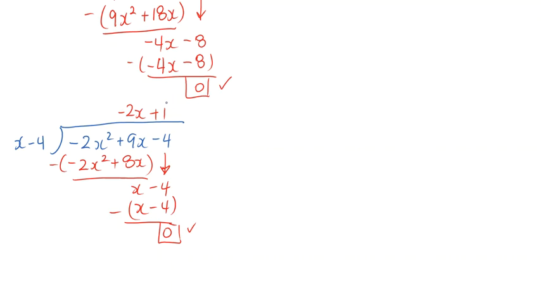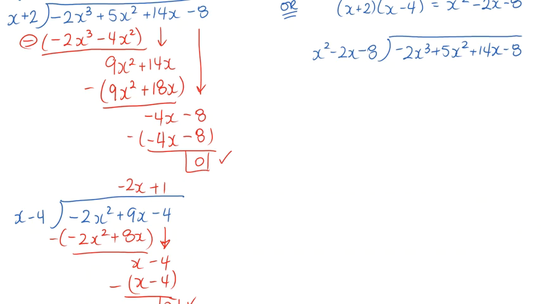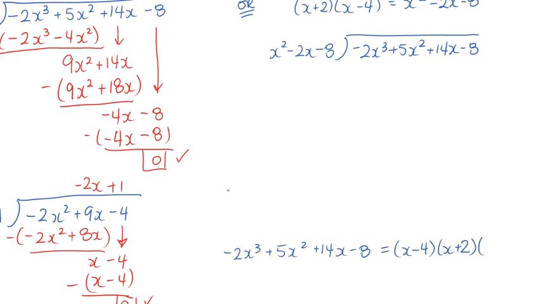Now, what this actually means is that this entire polynomial that we started with, so negative 2x cubed plus your 5x squared plus your 14x minus your 8 is equal to, in this case, x minus 4, x plus 2, and then also multiplied by this polynomial here, negative 2x plus 1.